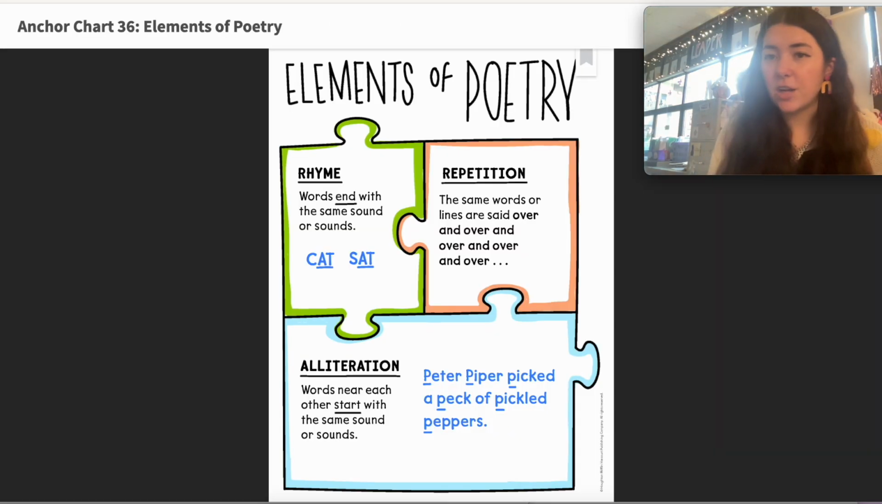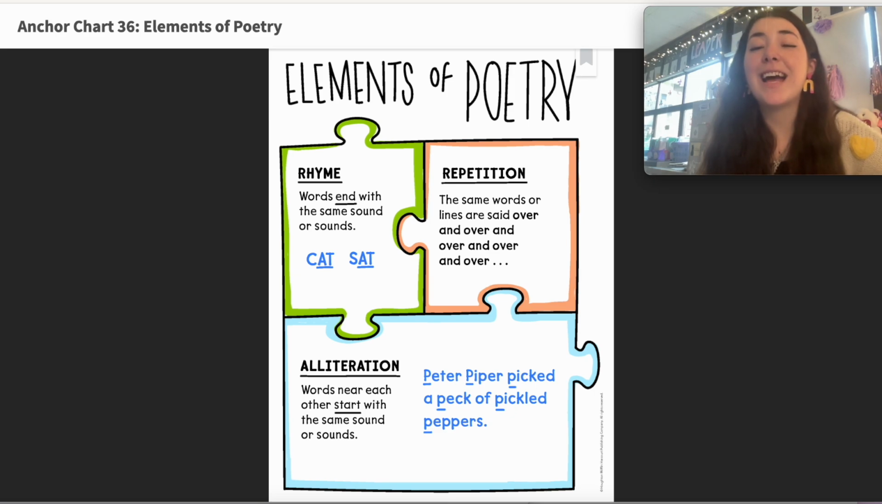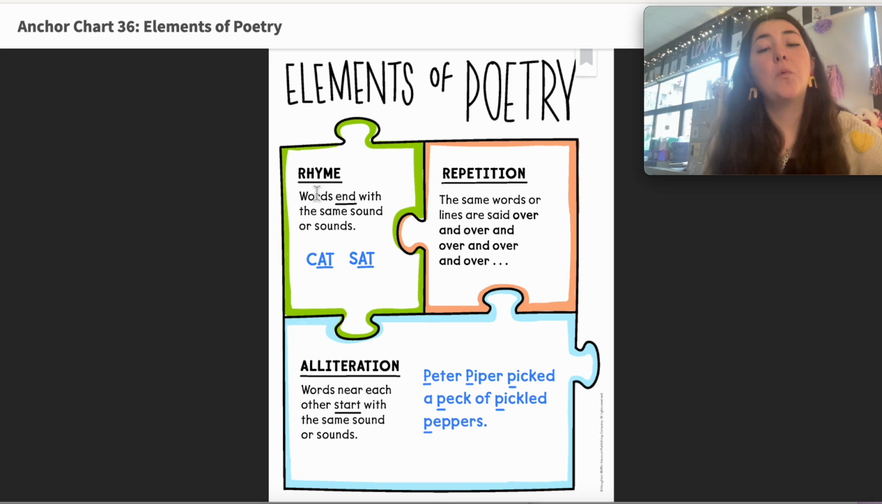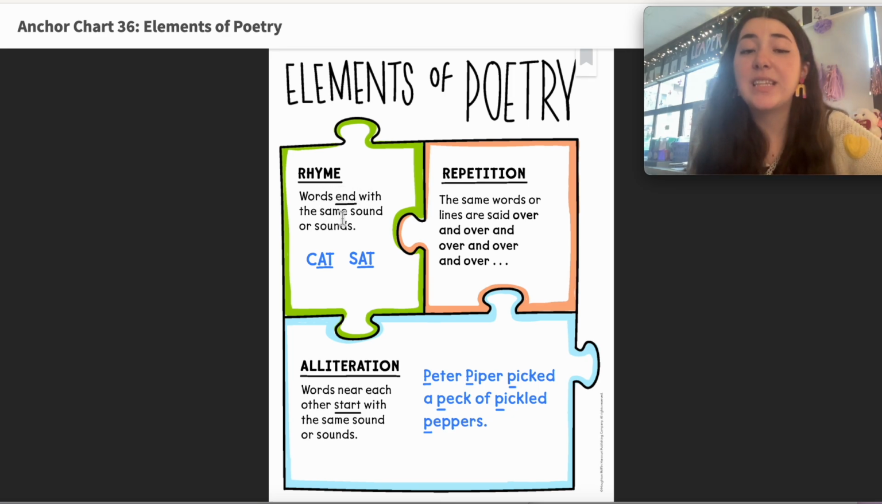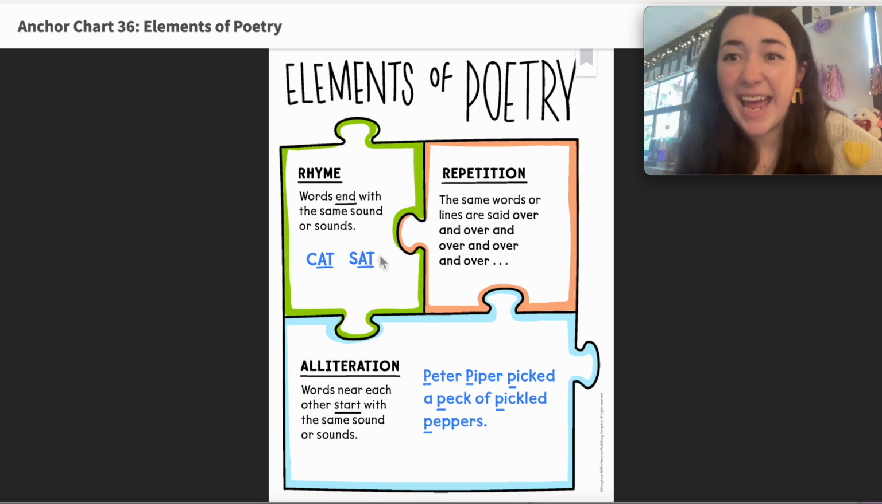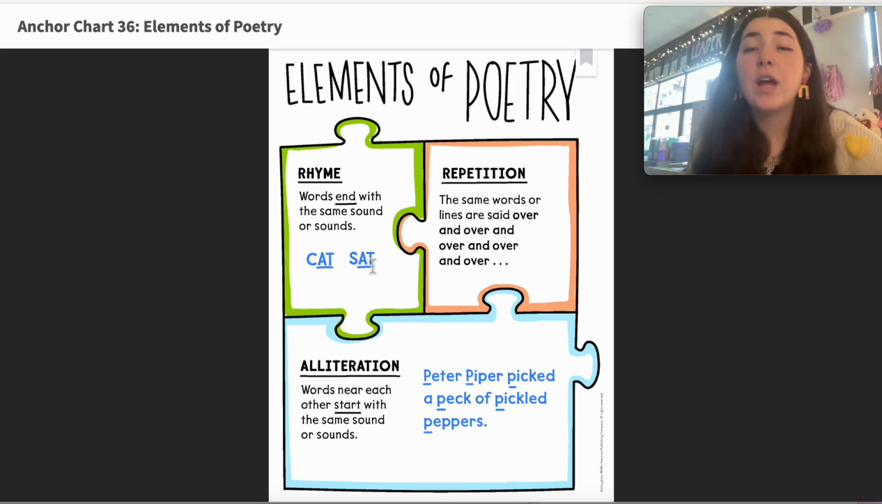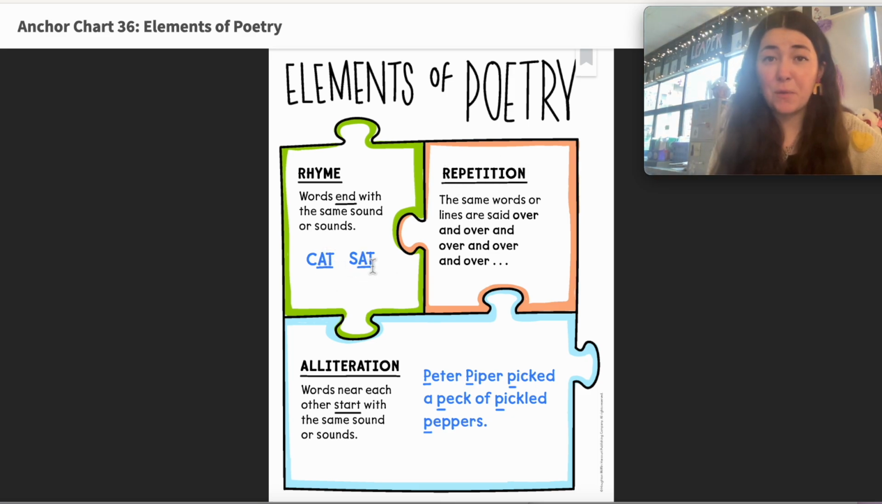We are moving right along to our anchor chart today, which is on elements of poetry, which is, I think, a word that you know about is poetry. So elements of poetry are all poems have rhyming words. So rhyming words are words that end with the same sound or sounds. So what is this word? Cat. Very good. And what is this word? Sat. Very good. Those have the same ending sound of at, which makes them rhyming words.